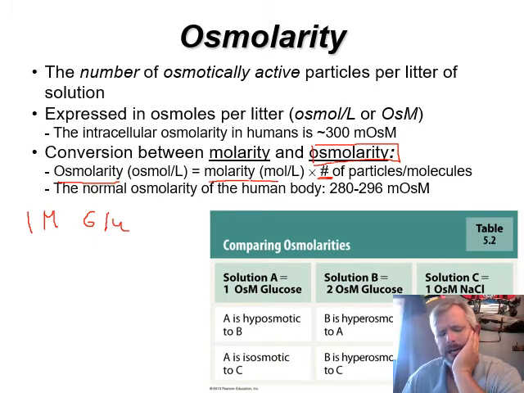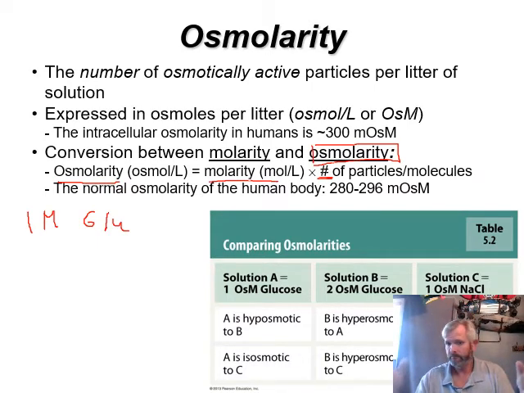Glucose is covalently bonded. Is it like an ion? Does it break off into multiple particles? No, the glucose molecule stays intact. So for each molecule of glucose, I only have 1 particle. So for covalently bonded molecules, what do I have? I have 1 molar of glucose. I times it by 1 because it stays as 1 particle. So 1 molar of glucose equals 1 osmole. All right.